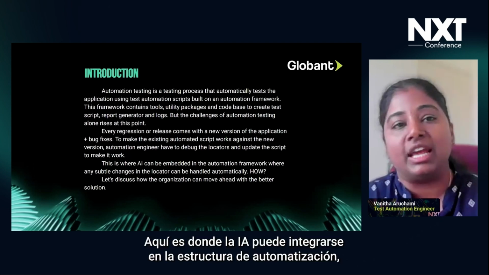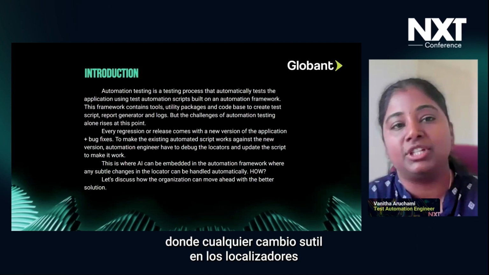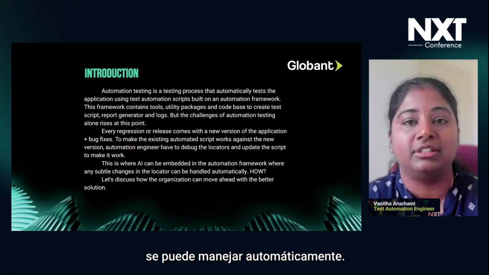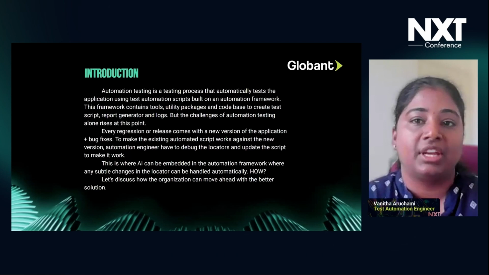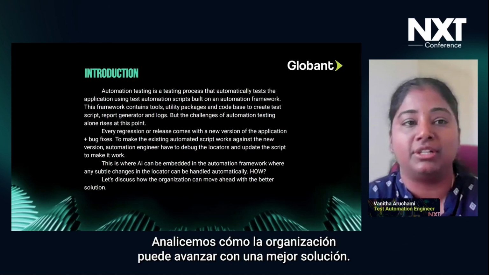So this is where AI can be embedded in the automation framework, where any subtle changes in the locators can be handled automatically. How? Let's discuss how the organization can move ahead with a better solution.